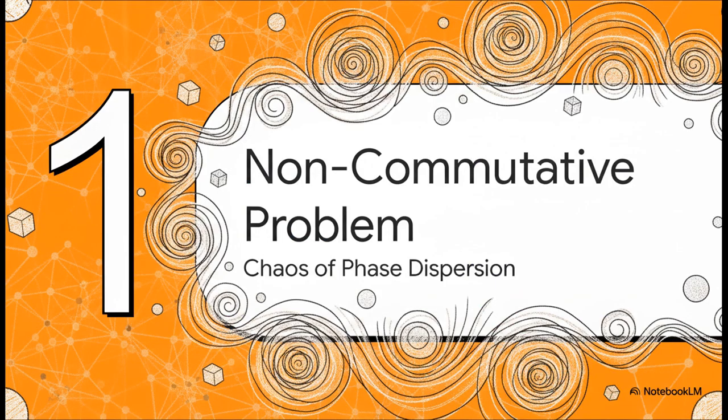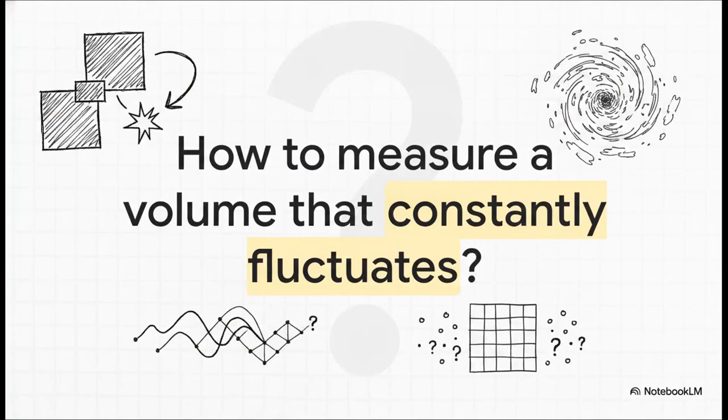Okay, part 1. The non-commutative problem, or as I like to call it, the absolute chaos of phase dispersions. We really have to start with a fundamental question. Think about this for a second. How do you actually measure a volume that is constantly fluctuating? In classical physics, properties are commutative. They play nice. But in quantum mechanics and advanced operator theory, the order of operations totally changes the result. And that creates immense mathematical friction when we try to pin down absolute boundaries.